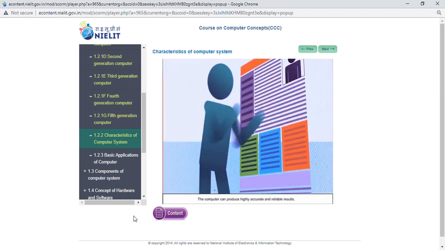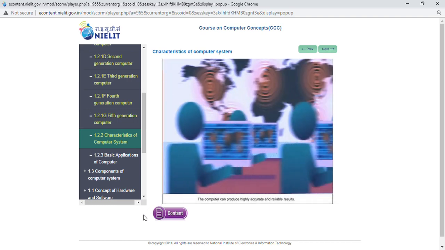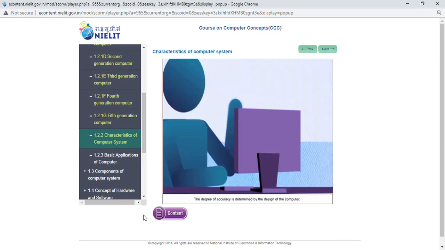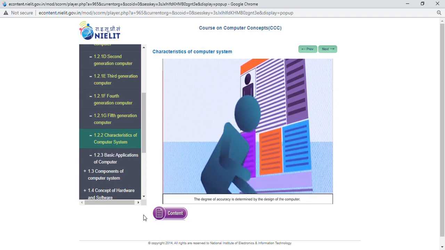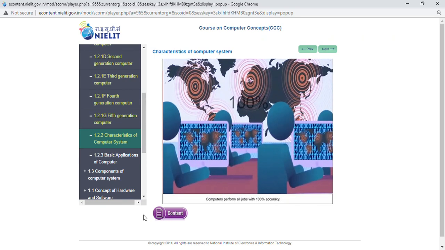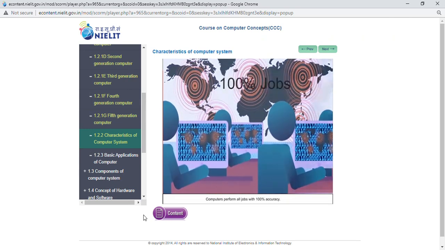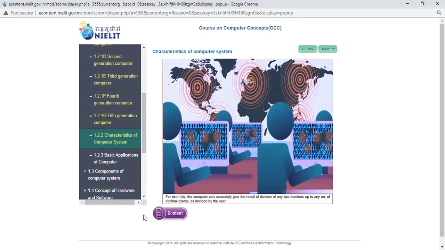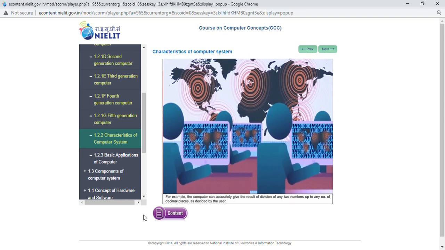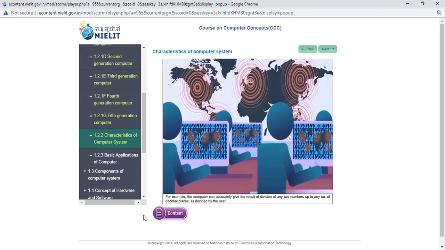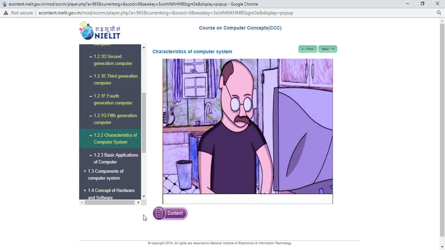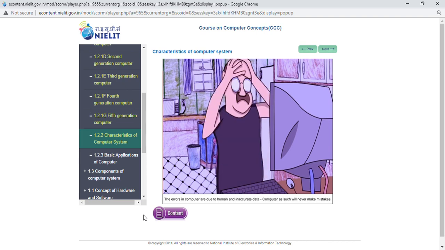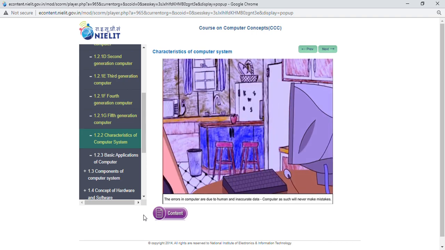Accuracy. The computer can produce highly accurate and reliable results. The degree of accuracy is determined by the design of the computer. Computers perform all jobs with 100% accuracy. For example, the computer can accurately give the result of division of any two numbers up to any number of decimal places as decided by the user. The errors in computers are due to humans and inaccurate data. Computers as such will never make mistakes.